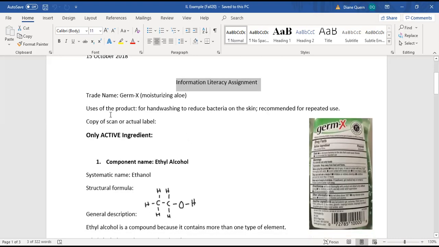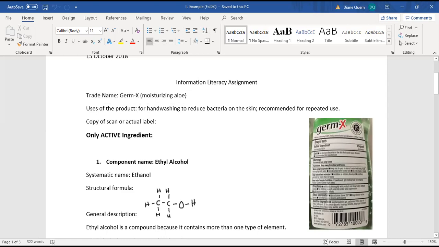Notice the first thing this student put was the name of the product they're analyzing. I thought this would be a good fit this semester because they actually did hand sanitizer. So they analyzed Germ-X, that type.